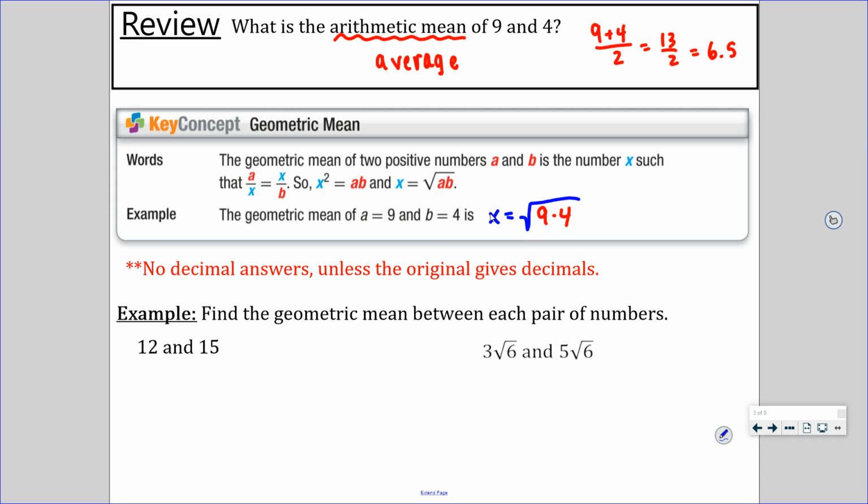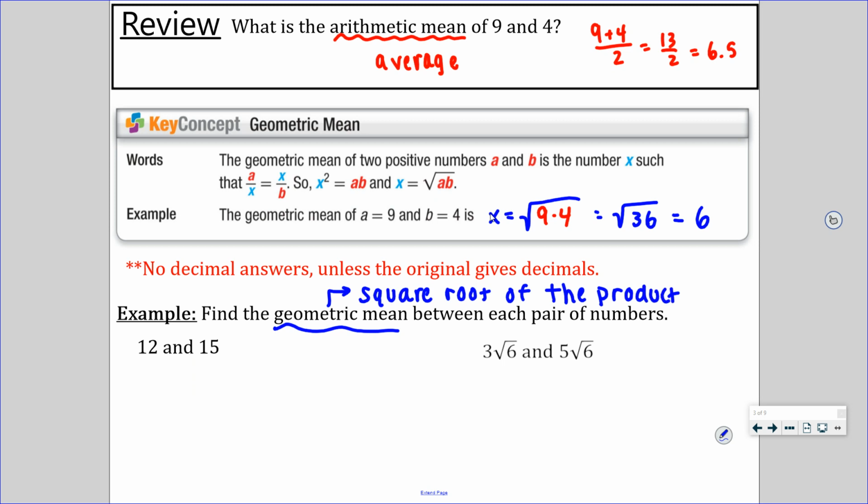So what's 9 times 4? 36. Square root of 36? 6. 6 is the geometric mean of 9 and 4. Notice how that's not the average, right? That'd be the arithmetic mean. So geometric mean, what you need to know: square root of the product of two numbers. That's it. You can write that down, the wordage if you want.